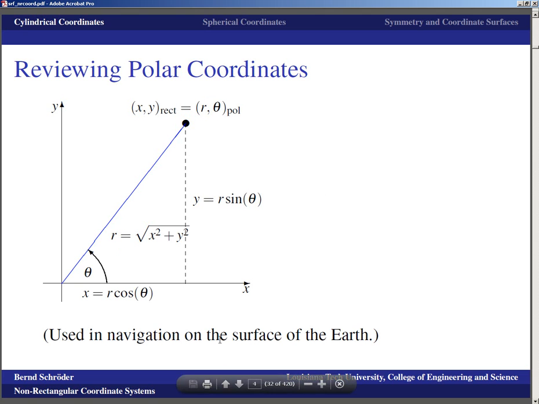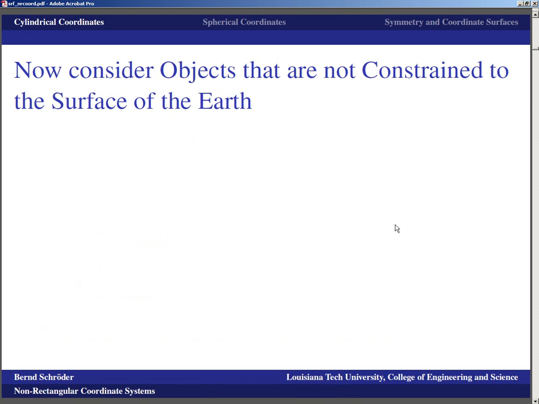Alright, so this is used in navigation on the surface of the Earth. This is not quite how ships navigate, because they're looking at bearings off a due north, but this is certainly how ocean-going vessels have been navigating for a while. They look at what bearing they have to go, and they look at how far they have to go.